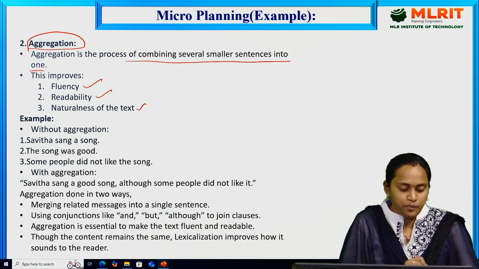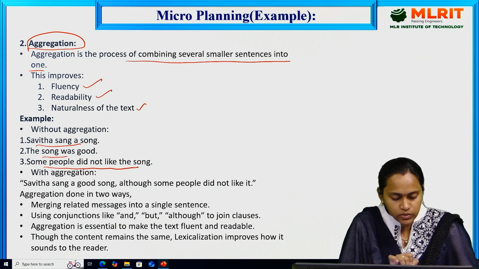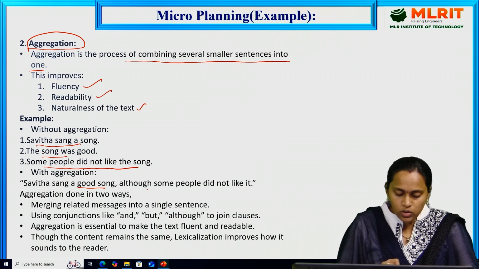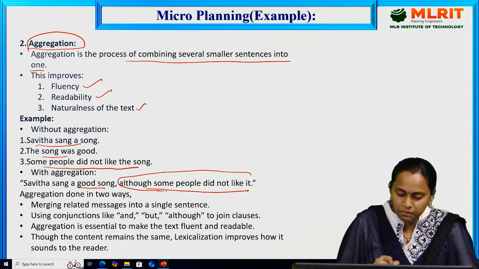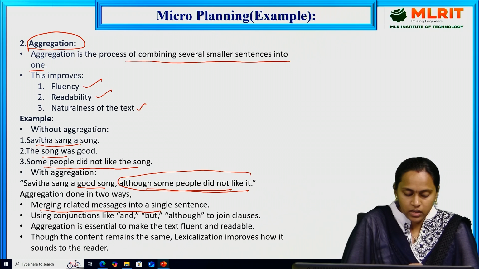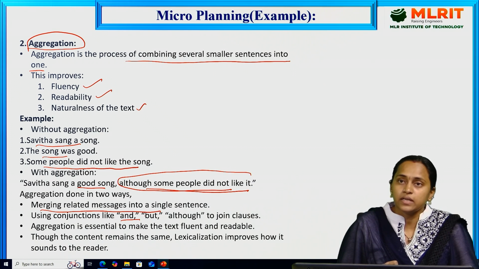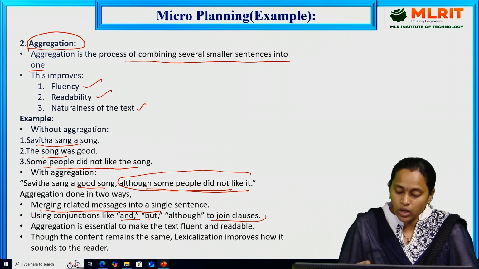Let's see the example. Savita sang a song. The song was good. Some people did not like the song. So what is the aggregation here? Savita sang a good song, although some people did not like it. We can replace this with a merging related emphasis, like using conjunctions. By using conjunctions such as 'and', 'but' and 'although', we can join the clauses.